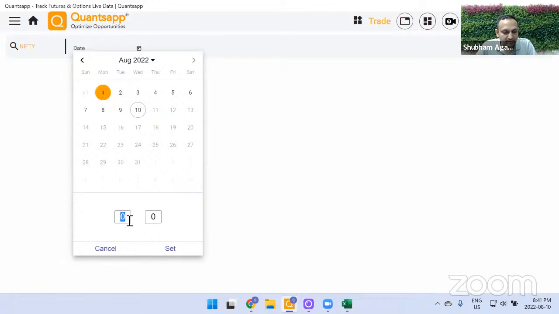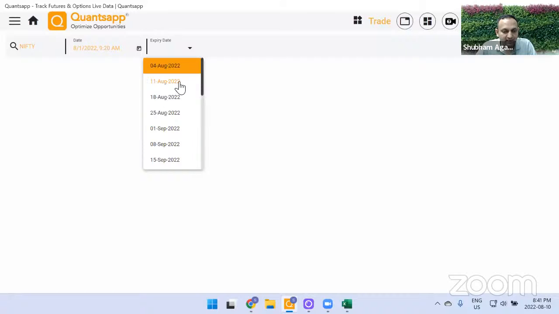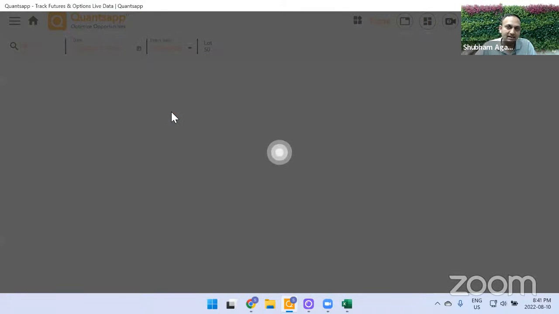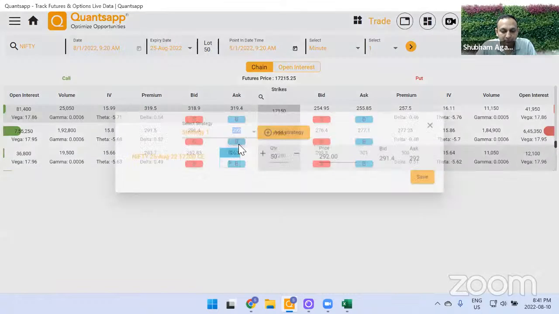And 1st August at 9:20 is basically when I want to take a trade, right? So at 9:20, I'll set this, and then I get the expiry. I'll select the monthly expiry, because if I'm buying a call option, I need more time to expiry. So I'll buy a monthly option. The Nifty was at 17,215. So the ATM call option is at 17,200, which was trading at 292. So I'll buy this.